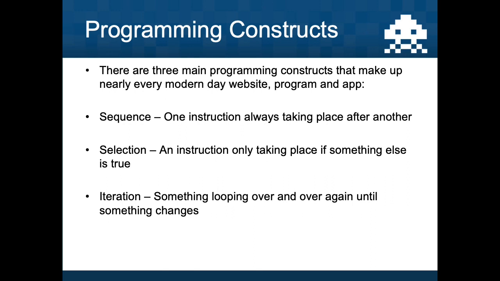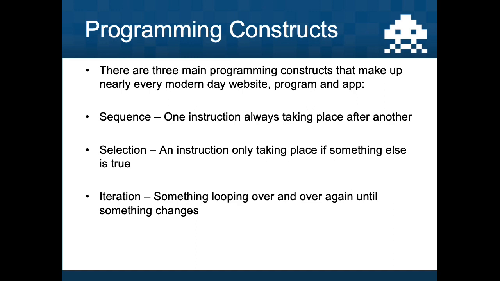We're now going to think back to our Python programming from last week. When we program, there are 3 main constructs. That means 3 main ways of creating an app or a program. They're called sequence, selection, and iteration. Now, sequence is when one instruction always takes place after the previous instruction. So instruction 1 always happens, instruction 2 always happens next, and instruction 3 always happens after that.